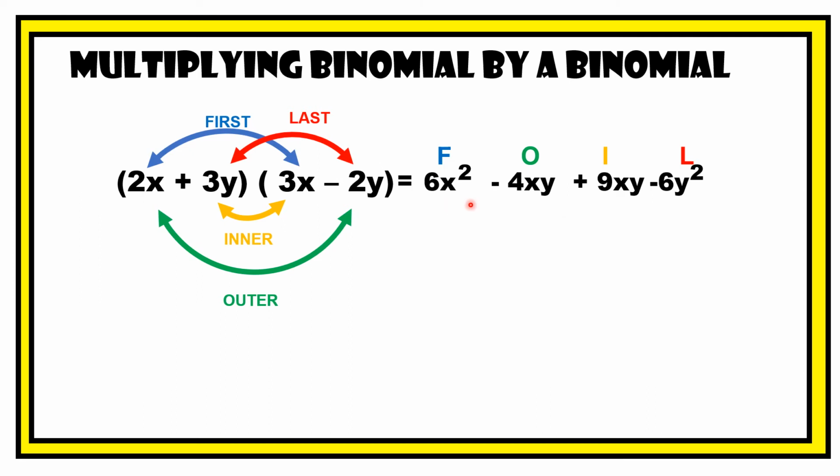So, copy muna natin yung 6x squared. Then, combine natin yung like terms natin na negative 4xy at 9xy. So, negative 4xy plus 9xy, the answer is positive 5xy. Then, copy natin yung negative 6y squared. So, this is now the final answer. 6x squared plus 5xy minus 6y squared.